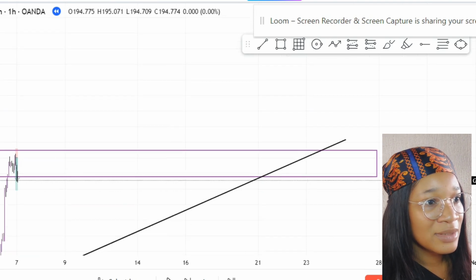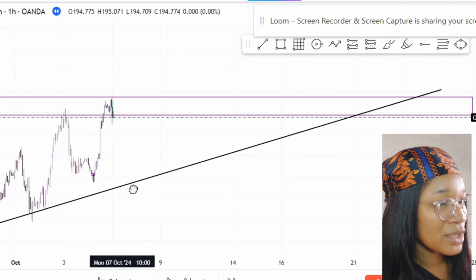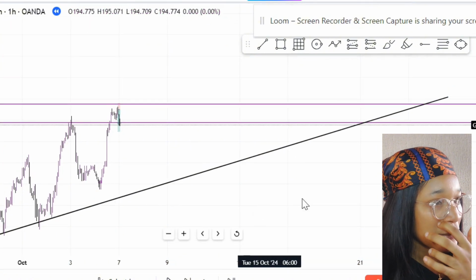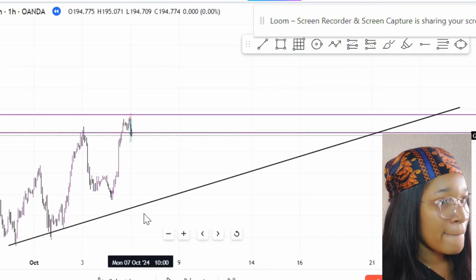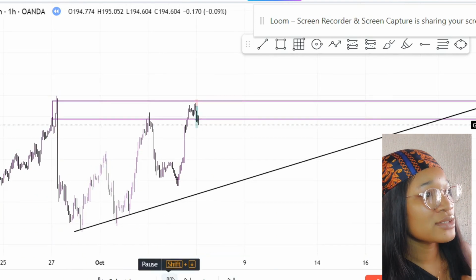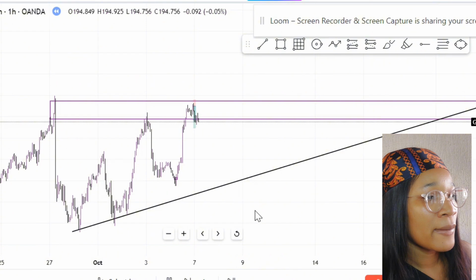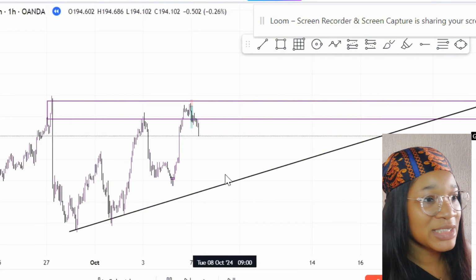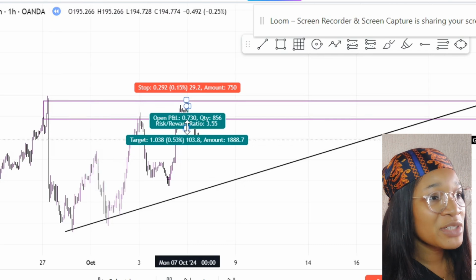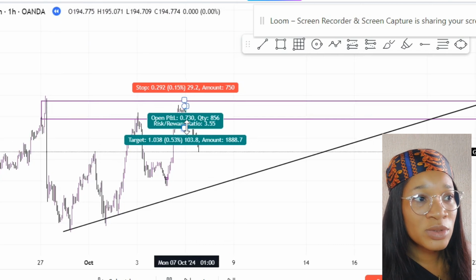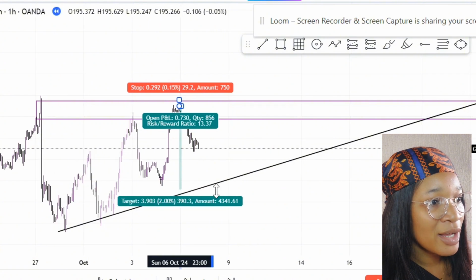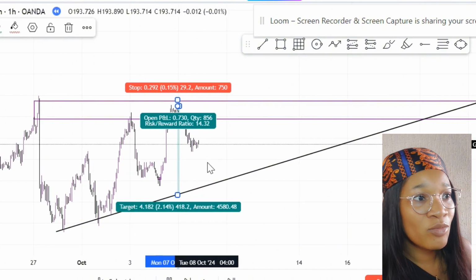Let's see something here. So I would even like to extend my support level, right? So let's see what price continues to do in this range. Now price is selling, right? So even if you were not satisfied with the 1 to 3, you can see that price is actually aiming for this support level, right, which is a clear 1 to 14.